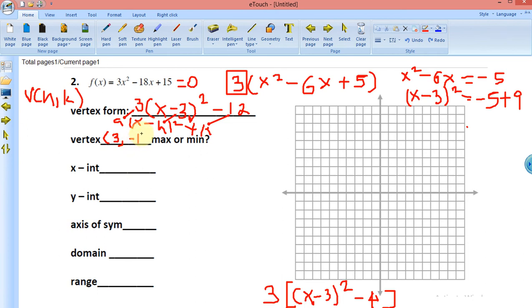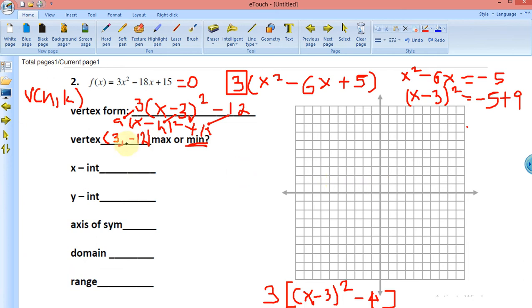Okay, and how do we determine if it is maximum or minimum? Look at the value of a, it is plus 3. So since it's plus 3, then it is minimum. It is minimum, so that means it's a positive graph. So let me sketch the graph now, because you can't determine the remaining solution without the graph. Okay, so let's sketch the graph now.